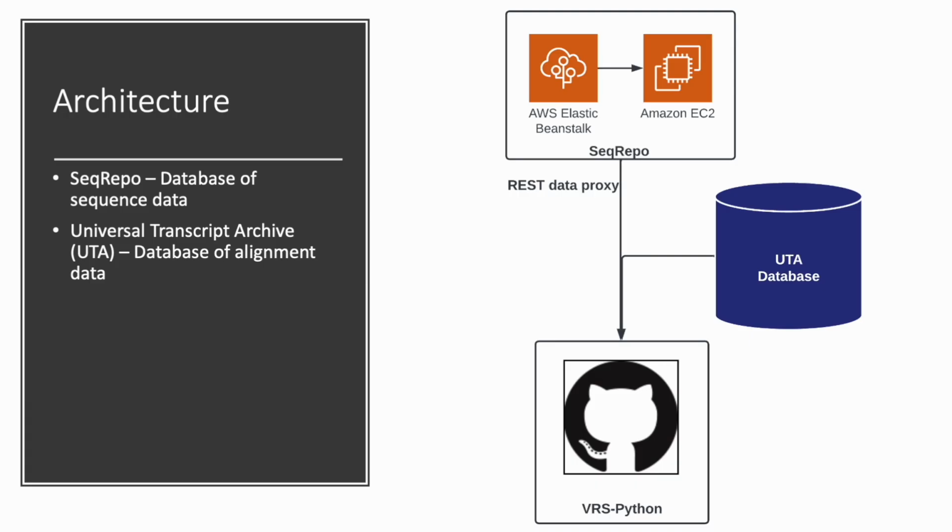Let's briefly talk about the overall architecture that is required to use our VERS annotation script. Seq Repo and the Universal Transcript Archive, or UTA, are both databases found within the BioCommons package on GitHub. Seq Repo provides access to sequence data, while UTA provides us access to alignment data. These two resources are crucial for the normalization and translation of variants into their VERS representations through the VERS Python package.